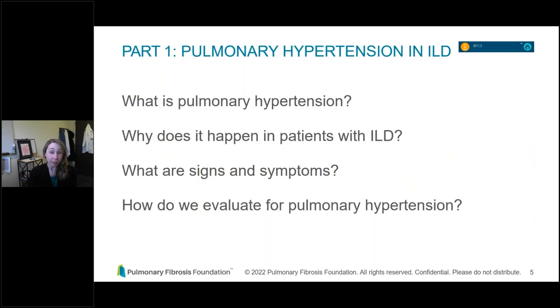So today, in the first part of the talk, I'm going to cover a definition of pulmonary hypertension. We'll talk about why it happens in patients with interstitial lung disease. We'll review signs and symptoms, and then we'll talk a little bit about evaluation.